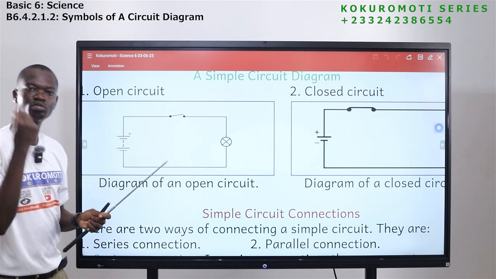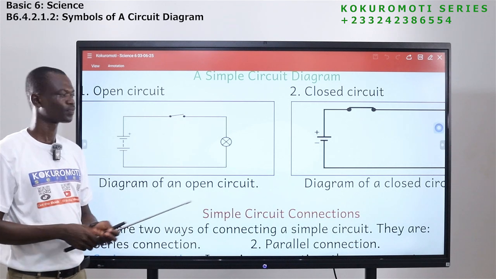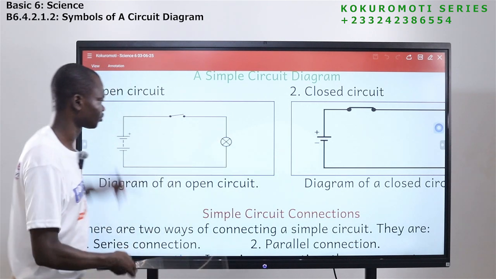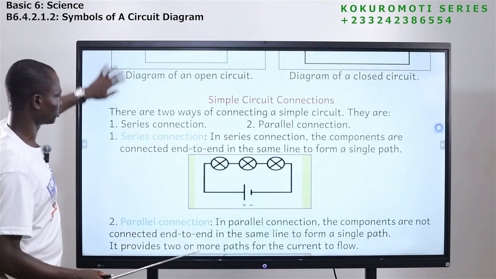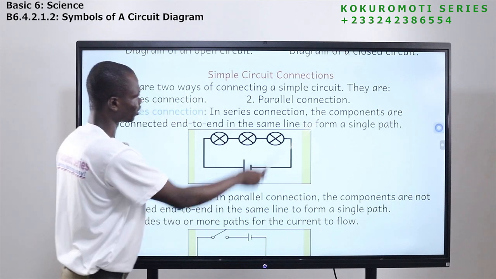I've told you that two dry cells will give you a battery. But here we have only what? One. Okay. So if it is one, it is a dry cell. Now let's continue. Simple circuit connection.